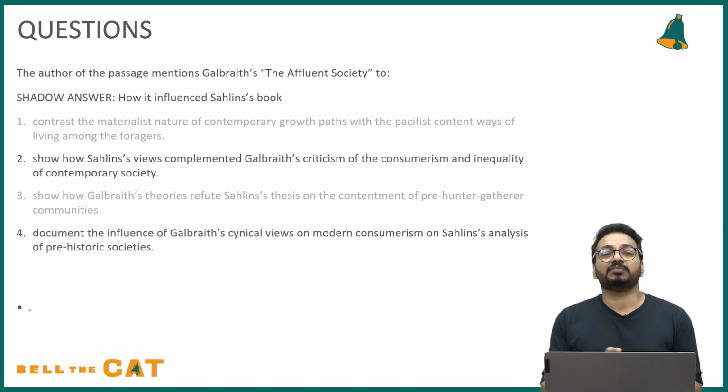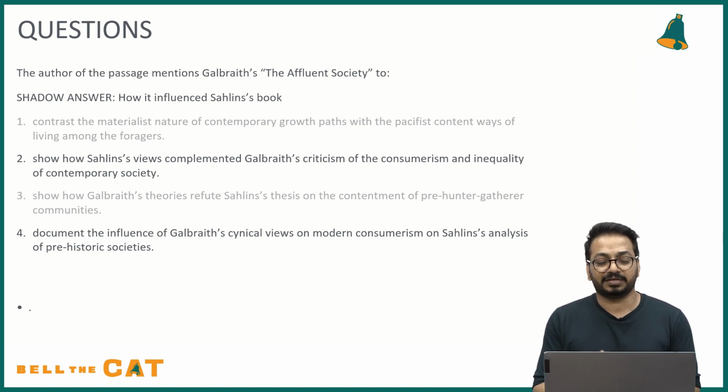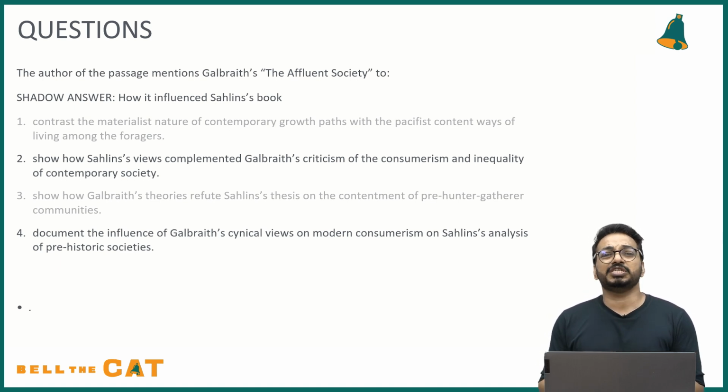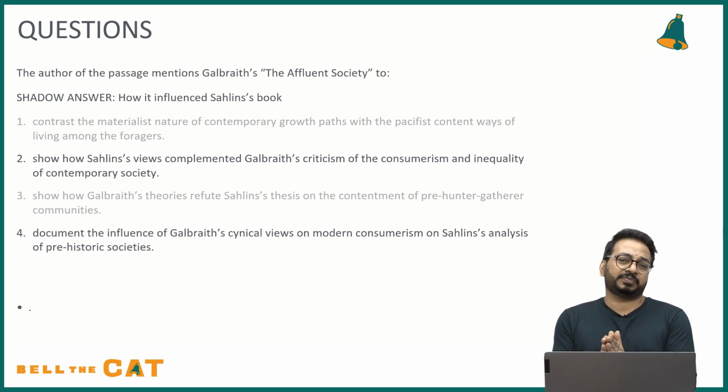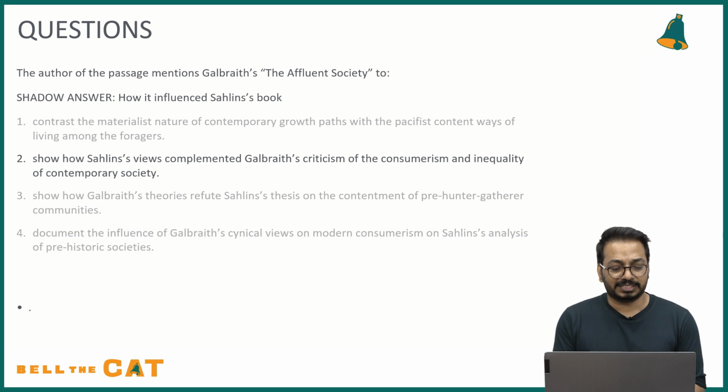So straight away, Galbraith's views as cynical is actually a wrong interpretation, which is why it's incorrect, right? And Salins' analysis of prehistoric societies, it's not prehistoric. Prehistoric means it's about hunter-gatherers and foragers, right? So because of the word cynical and prehistoric, we can eliminate this, which is why this goes. It's a close option. If you were caught between the two options, and as I discussed in the previous video, you're better off leaving it. But this can go, and this is the answer, option 2.